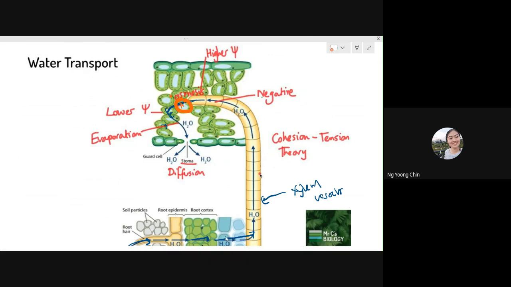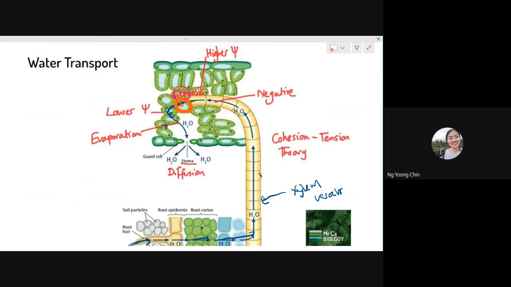Then this is what we call cell B, which is just adjacent to cell A. So initially the water will get into cell B and then they will enter into cell A, right? And then they will move forwards. When the water gets into cell B, it will become high water potential, right? As compared to cell A.